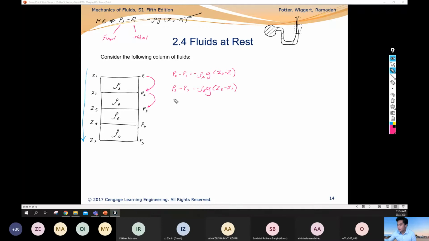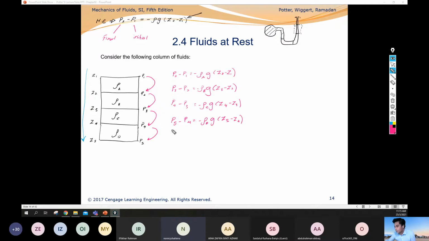Okay. So again, P4 minus P3, negative rho of CG, Z4 minus Z3, and finally, you need to focus on this part, because this part is critical. Believe me. When you go to the other example, you're going to use this theory. So P5 minus P4 equal to negative rho D G Z5 minus Z4.